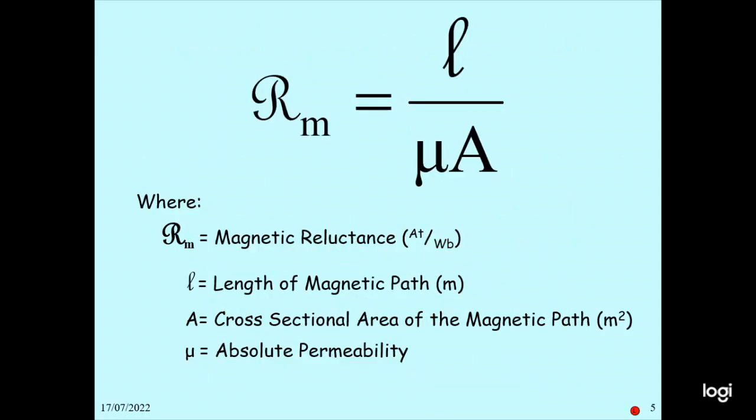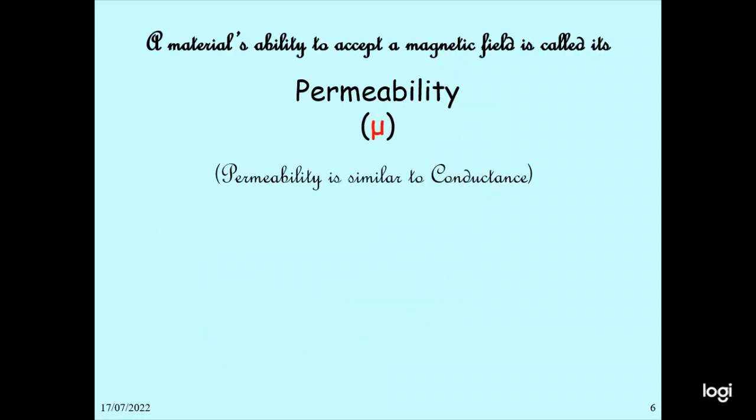So Rm can be calculated as l divided by mu A. In this case, Rm is the magnetic reluctance, and the unit is ampere turn per Weber. l is the length of the magnetic path. A is the cross-sectional area of the magnetic path in meter squared. Mu is the absolute permeability. And we also calculate the permeability.